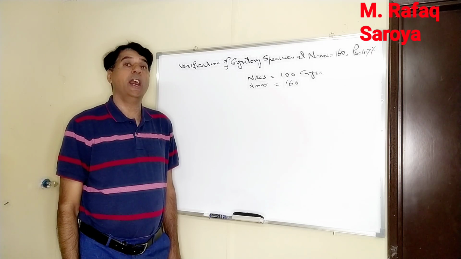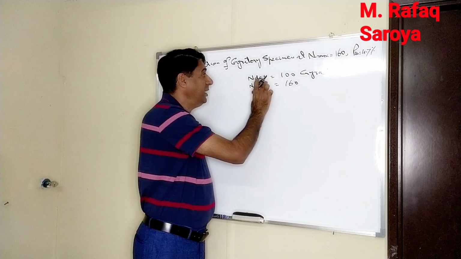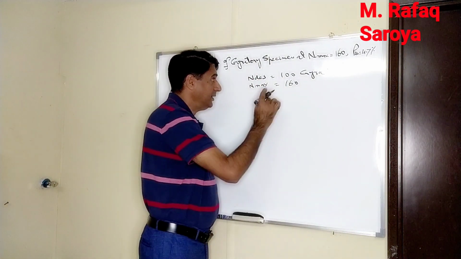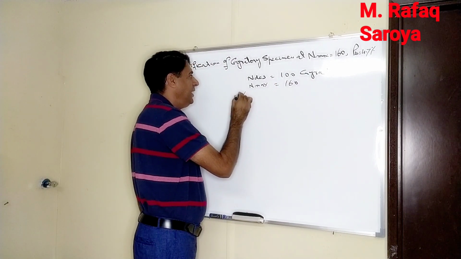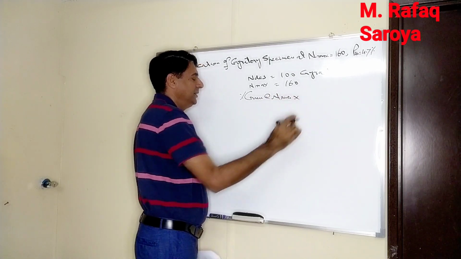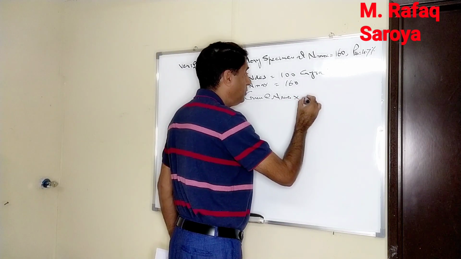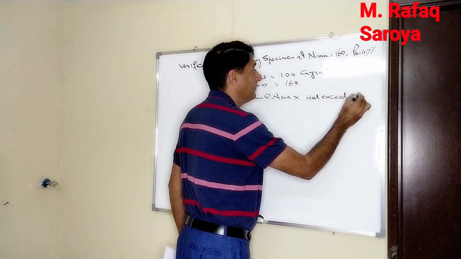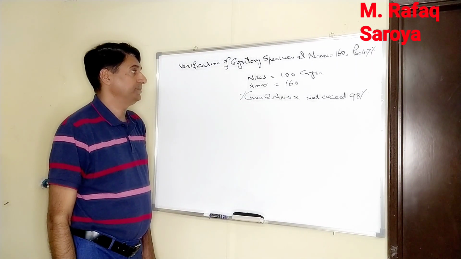Clear? Now I want to see the effect when I am using this maximum number of gyration. Here, in the procedure, it is clearly mentioned that the percentage of Gmm at the rate of Nmax, when it is being taken, its value should not exceed 98%. Clear?